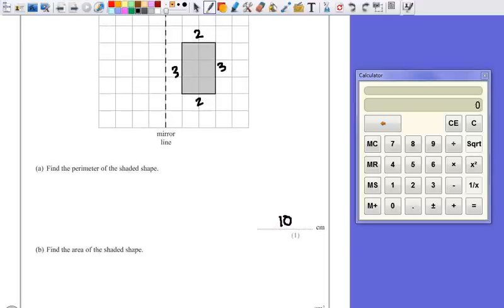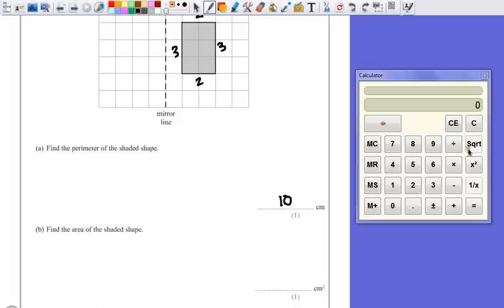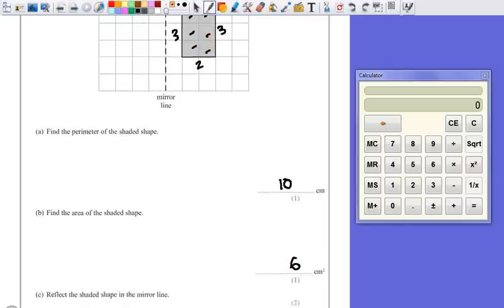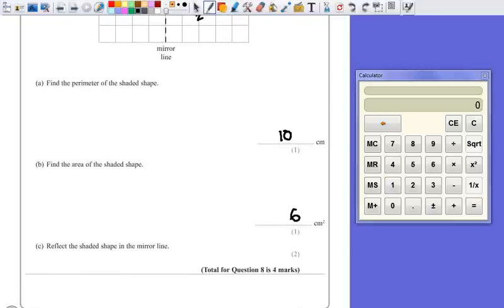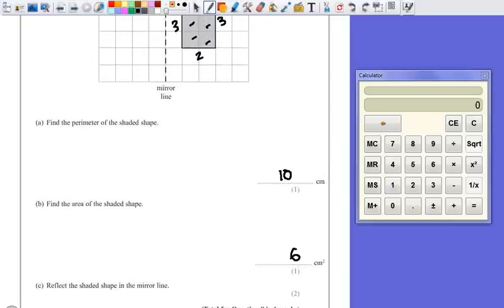Scroll down to question B. Find the area of the shaded shape. Area is the number of squares inside a shape. I could do 2 multiplied by 3, base times the height. I think it's a 6, or we can just count the squares. That's 1, 2, 3, 4, 5, 6. It's one mark, doesn't matter which method you use. 6 centimetres squared.